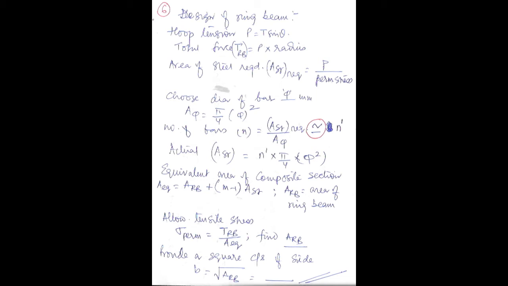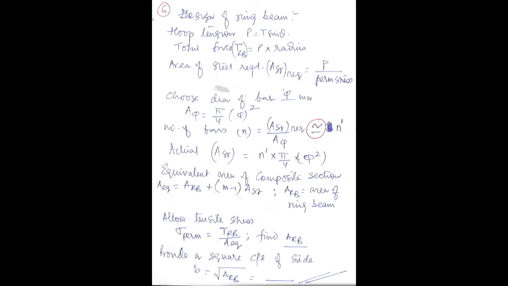Let us denote it as N dash. Actually we are getting it after approximating. Sometimes we get the value as 6.54, so we assume it as 7, correct? So that value is N dash, after converting it into the whole number. Now again we have to find, with that revised value after approximating, what is the actual area coming? So actual AST is N dash into pi by 4 into phi square, whatever diameter you have provided.